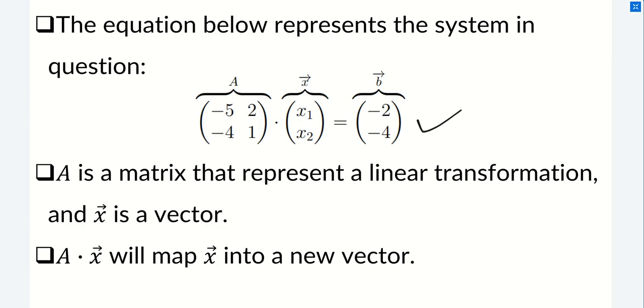Should it be a quiz? No, it should be a poll rather. Right, so we type the answer, the solution: x1, x2. All right, so 2 minutes.